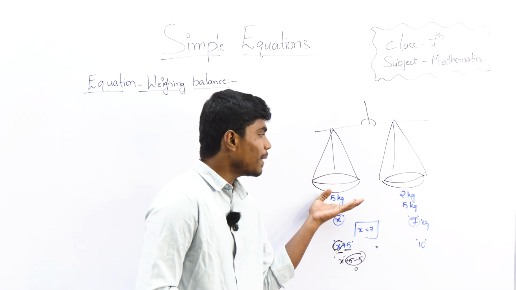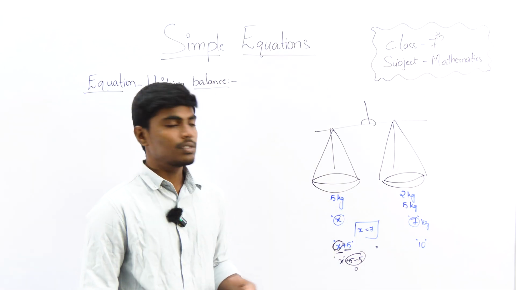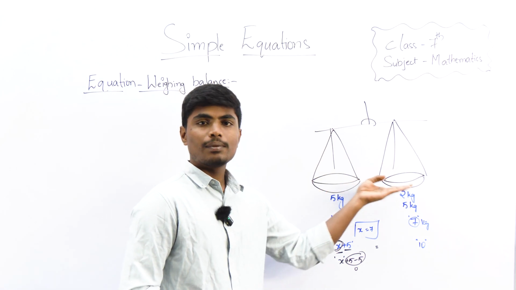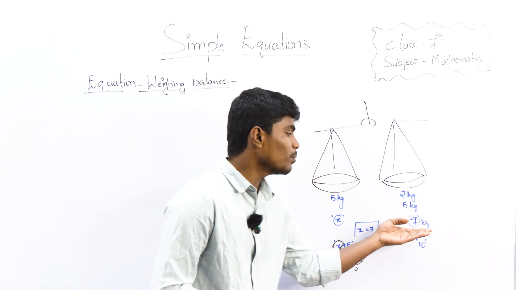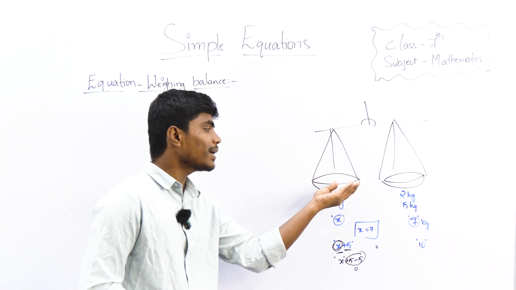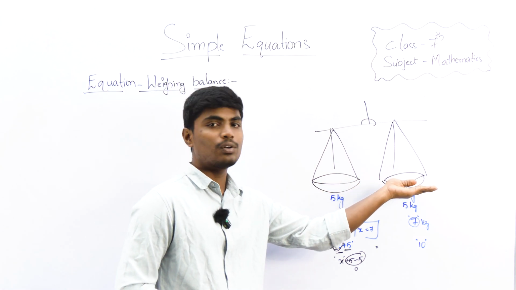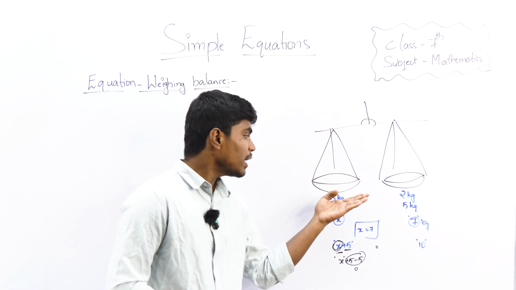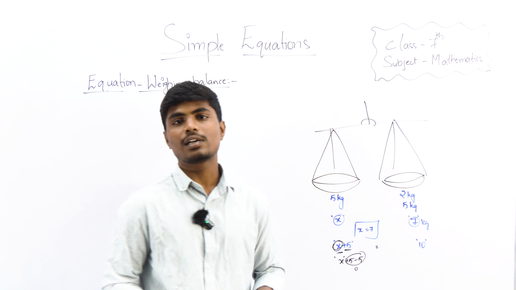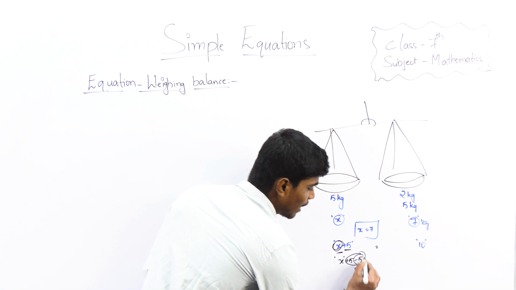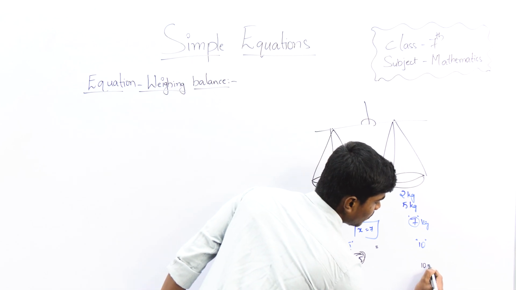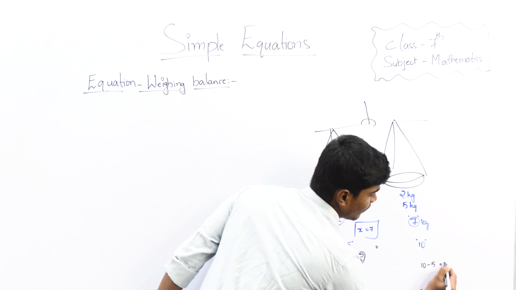See, this balance should stay balanced. So if we remove 5 kg on the left side, to keep the balance in a balanced position, we have to remove 5 kg from the right side also. If we add 2 kg on the left side, we have to add 2 kg on the right side also. If we remove 5 kg from the left side, we have to remove 5 kg from the right side also. Here we have removed 5 kg, so here also we have to remove 5. So 10 minus 5, the answer is 5.